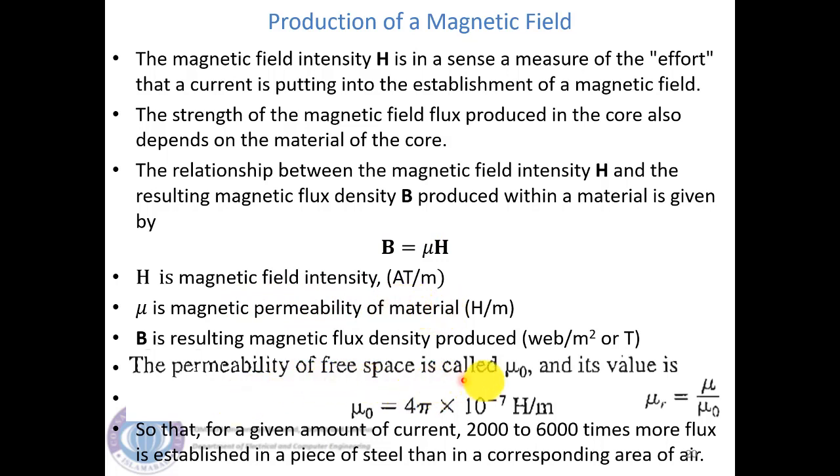The permeability of free space is known as mu naught, and its value is 4 pi times 10 to the power minus 7 henries per meter. The relative permeability mu r of any other material can be calculated using mu r is equal to mu over mu naught. For a given amount of current, 2000 to 6000 times more flux is established in a piece of steel than in the corresponding area of air. So ferromagnetic materials are more permeable than free space, and that's why we use ferromagnetic materials instead of air.